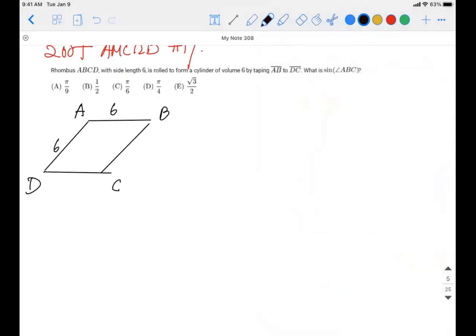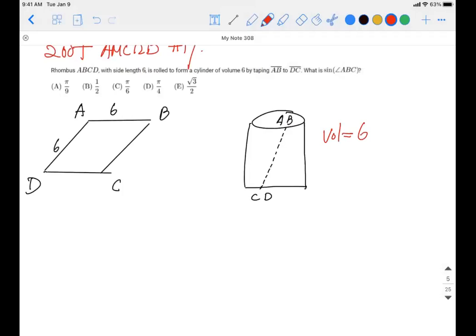into a cylinder. So as long as you go for a cylinder, you might go for something like this. This is going to be our cylinder, and this is going to be AB. This is going to be A, B, C, D, something like this, right? Because they will be taped all together. The question says, after you roll them, the volume goes to 6. With all the information, what's the value of sine ABC?